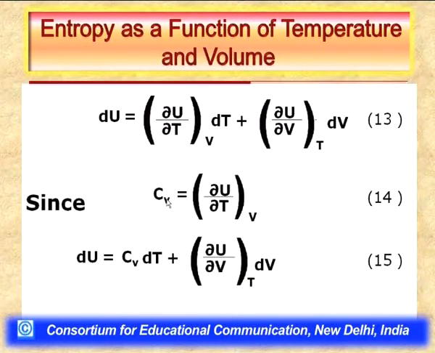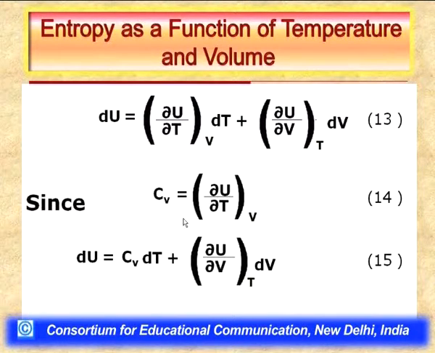So, equation 13 here we can modify. We all know what is heat capacity. Heat capacity at constant volume, basically, is given the symbol Cv. What is this heat capacity at constant volume? Isn't it the heat exchanged by the system for unit rise in temperature? That is, heat absorbed by the system for unit rise in temperature under the condition of constant volume.